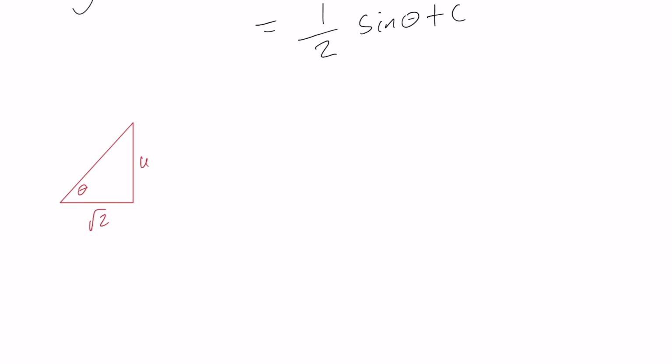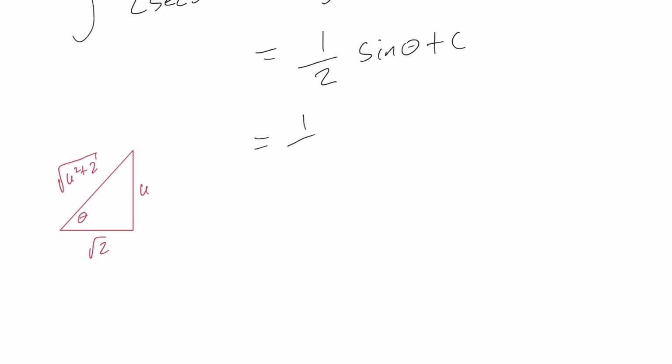Now with that in mind, how do we find the sine? Well, we need to know the length of this hypotenuse. Sine is opposite over hypotenuse. The length of this hypotenuse is the square root of u squared plus 2, right? Because c squared is equal to a squared plus b squared, so u squared plus square root of 2 squared gives me 2. We take the square root. So sine of theta is u over root u squared plus 2. So my integral is 1/2 times u over the square root of u squared plus 2 plus c.